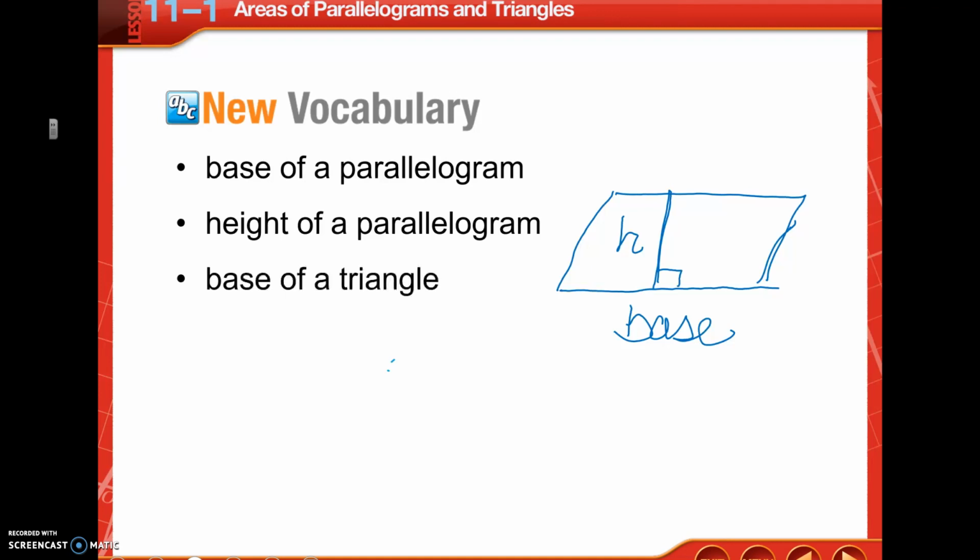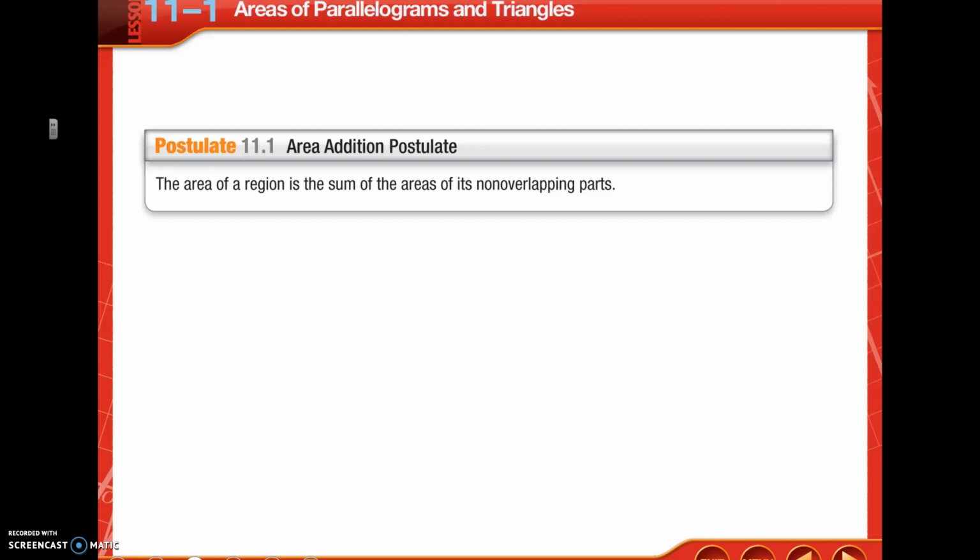Same thing with the base of a triangle. The base of the triangle can be any side, but then the height would be the side that is perpendicular to the triangle. When we are talking about areas, we can find the area by adding all parts. So if it's not a perfect polygon, we can add the parts together.